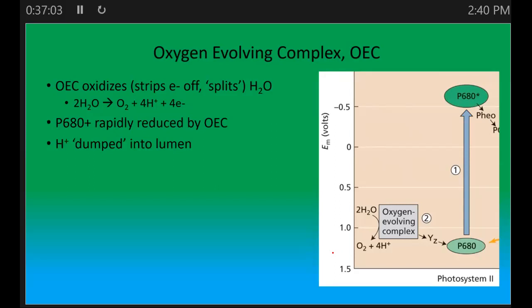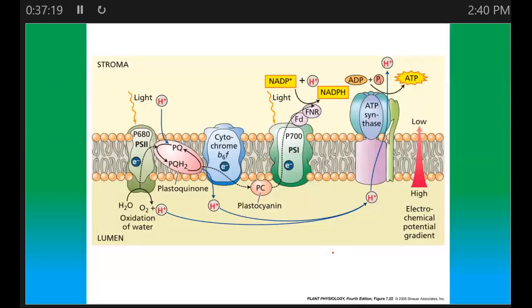Okay, so that oxygen evolving complex is still somewhat of a mystery how it actually works. And like I said, this is the only known system that we know of biologically that can take water and yank electrons off of it. It's quite remarkable. And so it's part of the photosystem 2. And that's why you see it here. They're trying to show it's all part of photosystem 2.